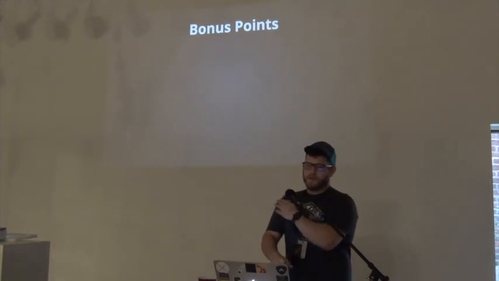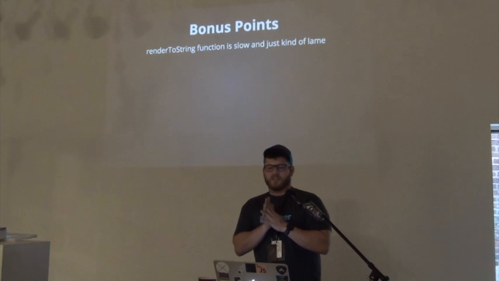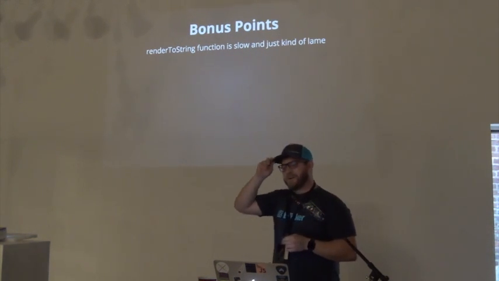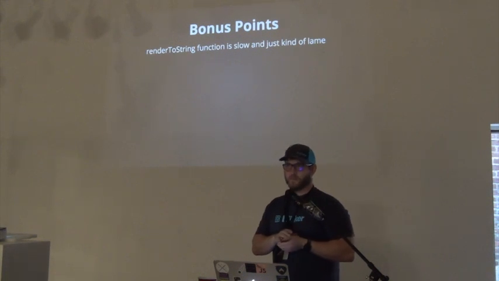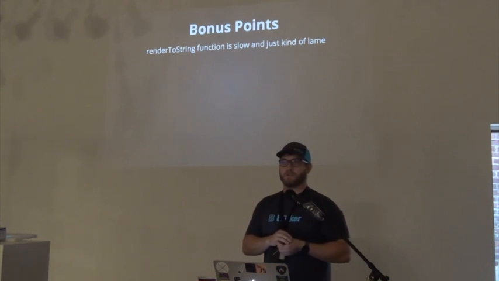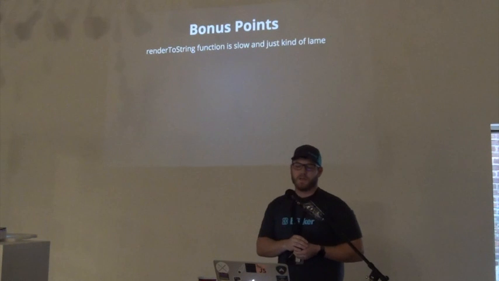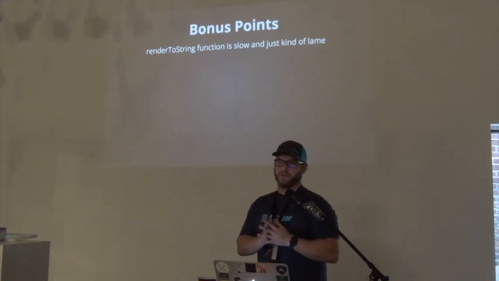So, bonus points. Render to string, not render to static. The render to string function in React is actually really slow. It's getting better, and in React 16 they're supposed to be making huge improvements to server-side rendering. I haven't played around with that at all, so I can't really speak to how much faster it's going to be.